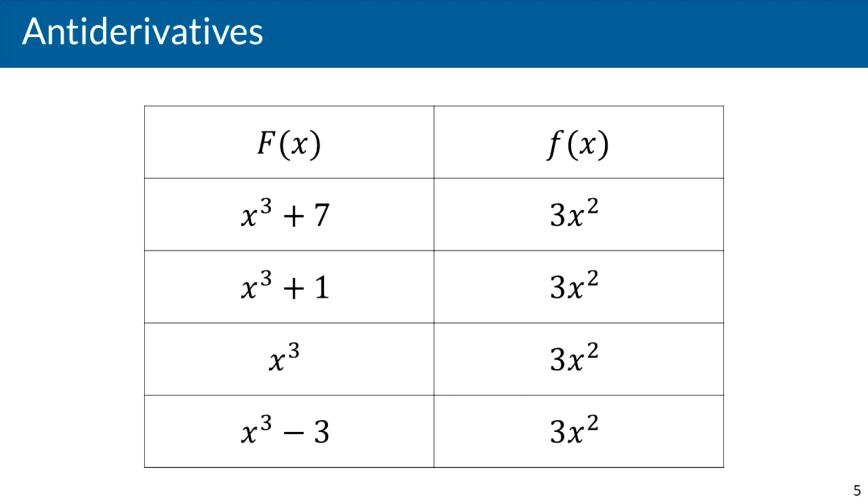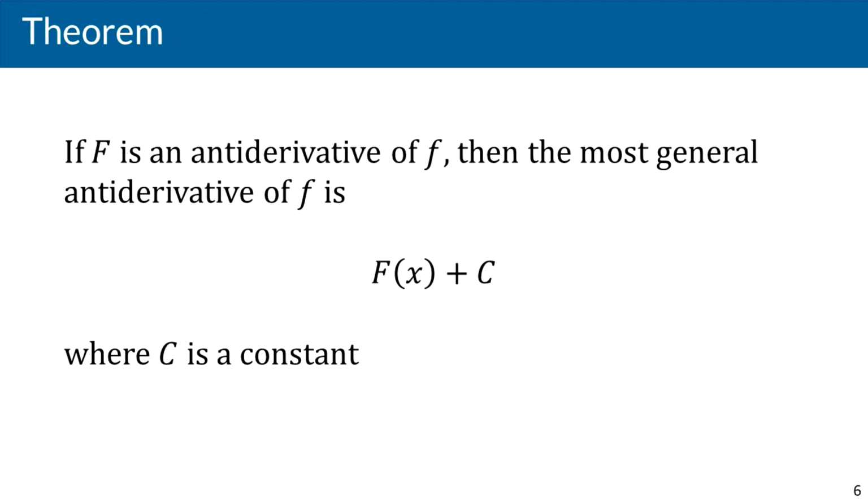Here we have some examples of functions that all have a derivative of 3x squared. So it suggests that everything in the left column is a valid antiderivative for 3x squared. In fact, if big F of x is an antiderivative of f, then you can express a general antiderivative of f by adding a constant onto the end. So 3x squared has a very basic antiderivative of x cubed, as we saw in the first table, but technically x cubed plus any other value is also an antiderivative. And so we can say a general antiderivative of 3x squared would be x cubed plus c.